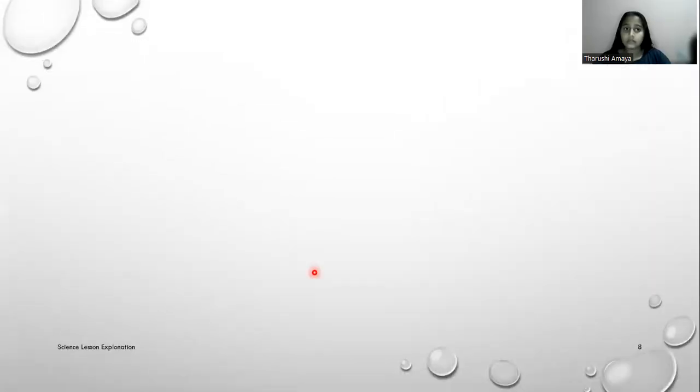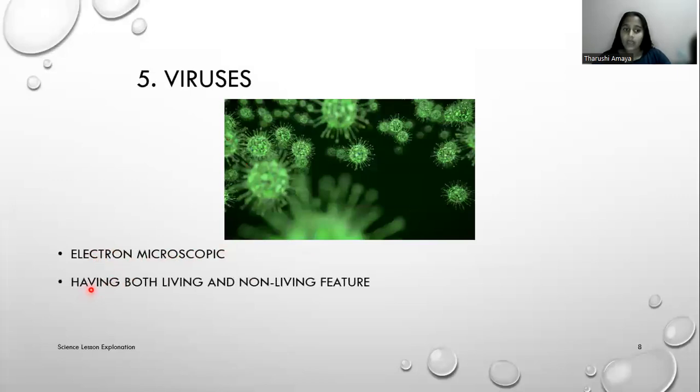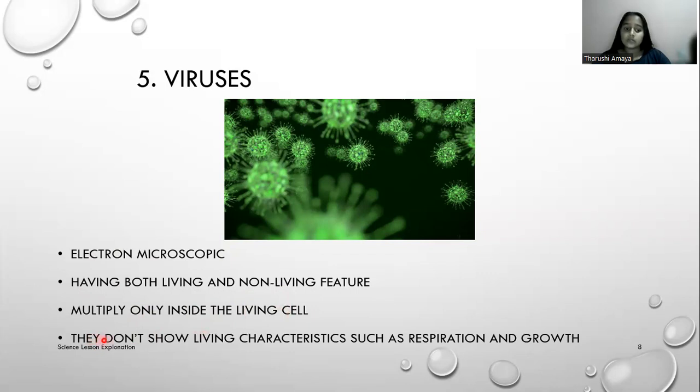The last topic is viruses. They are electron microscopic, having both living and non-living features, and multiply inside living cells. They don't show living characteristics such as respiration and growth. For some examples, HIV, influenza, dengue, and Ebola virus.